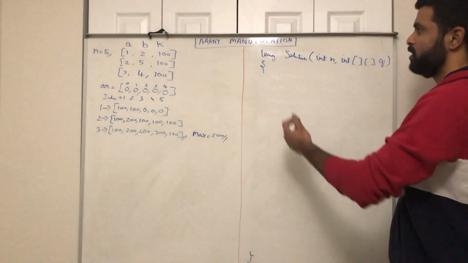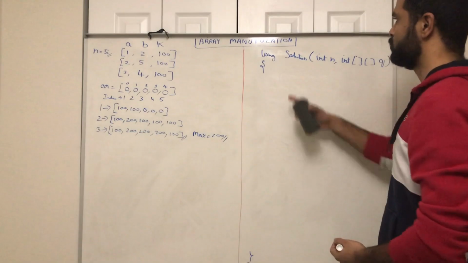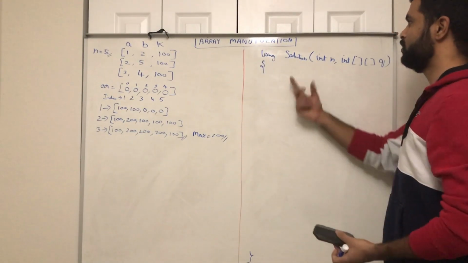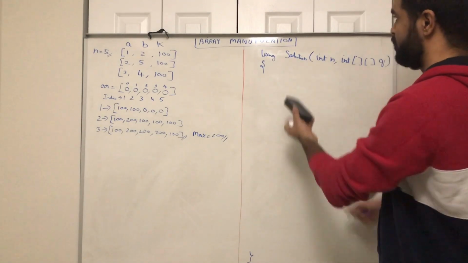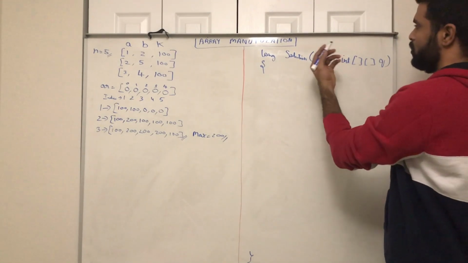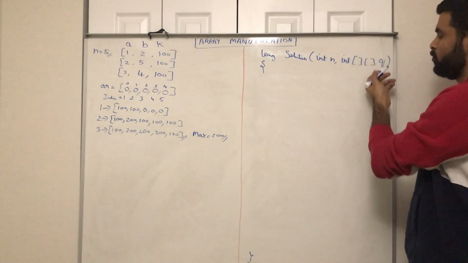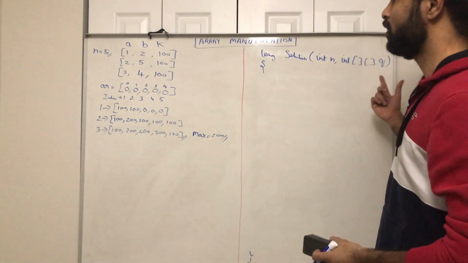I've written the function prototype here. The return type is long, and I named it solution. It takes two input parameters, an int and an array of queries, which is a multi-dimensional array.